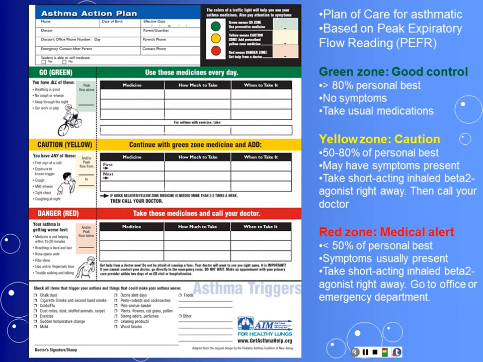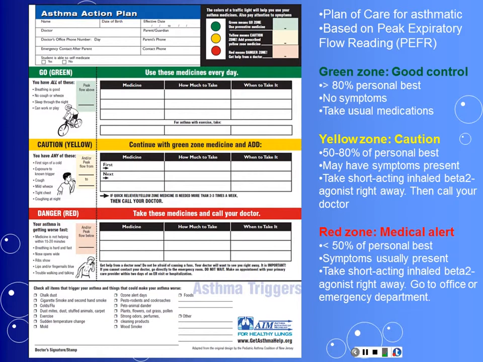So their asthma action plan is based on their peak expiratory flow readings. Their green zone is considered 80 to 100% of personal best. All right. They have no symptoms, and they're going to take their usual medications. Wherever they fall on that continuum from mild intermittent to severe persistent asthma, they're going to take whatever they normally take. Okay. The yellow zone is 50 to 80% of that personal best, and that means they do have some symptoms and they need to take that short-acting beta-2 agonist and call the doctor.